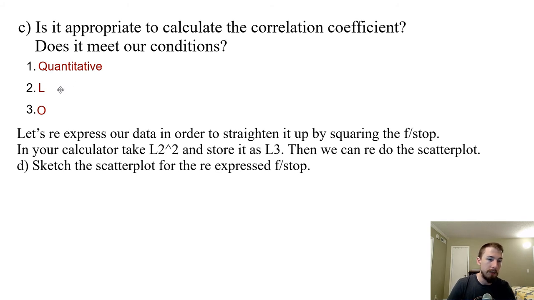On the second part, is it linear? Okay, well, it's not linear, so it's not really appropriate to calculate the correlation coefficient, but we did it anyway. And then outliers, we clearly don't have any outliers. It's all falling within the pattern. Nothing's really deviating very far from it.